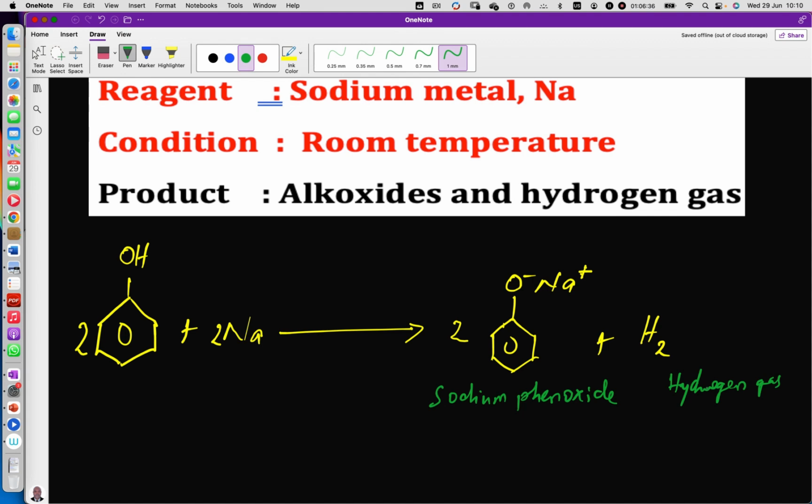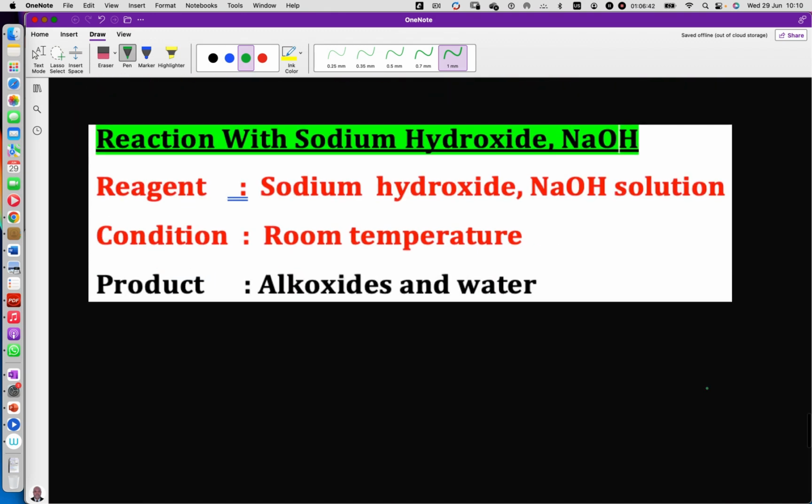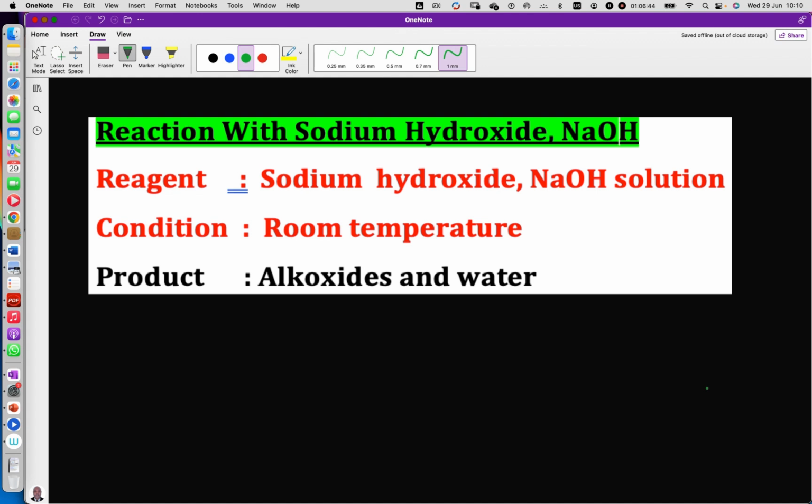Then the second reaction will be with sodium hydroxide. The reagent is sodium hydroxide solution. The condition is still room temperature, and the product is alkoxide and water.